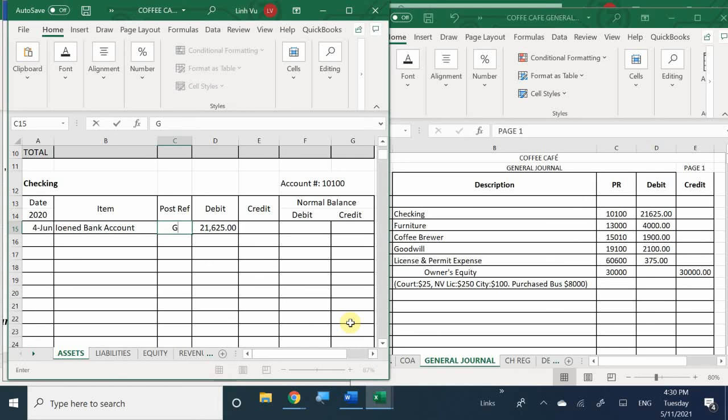So I'm going to do GJ for short for general journal. And of course, I'm just going to put a number 1 since it's general journal page 1. There's only going to be one page 1. There's not going to be multiple page 1s, right? What's the purpose of that? So here it's going to be general journal page 1, and that's my post reference to tell me where the transaction has occurred, on this date, and exactly what has happened. Okay? All right? So that is that right there. Okay? Now, here's how we can create our running balance.